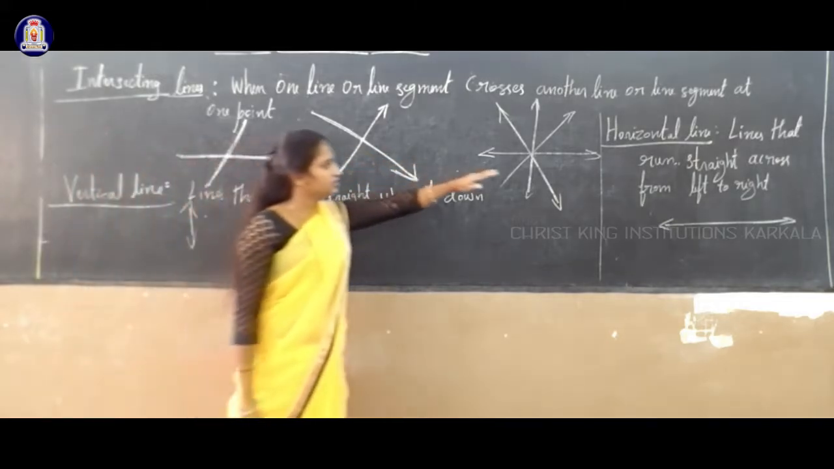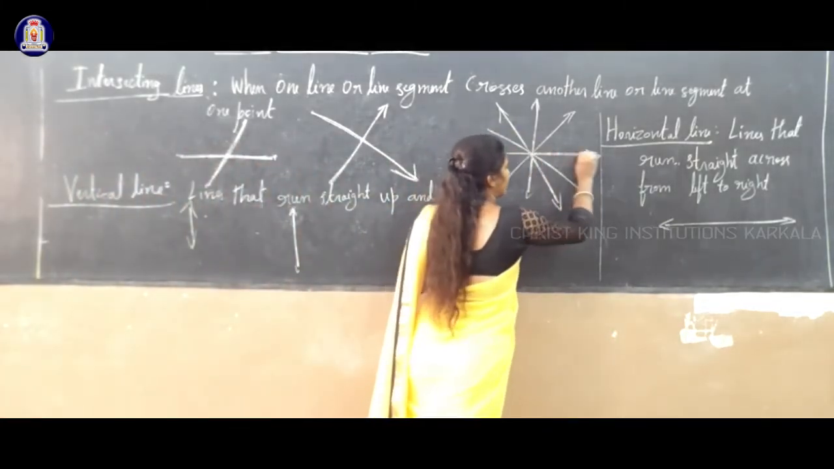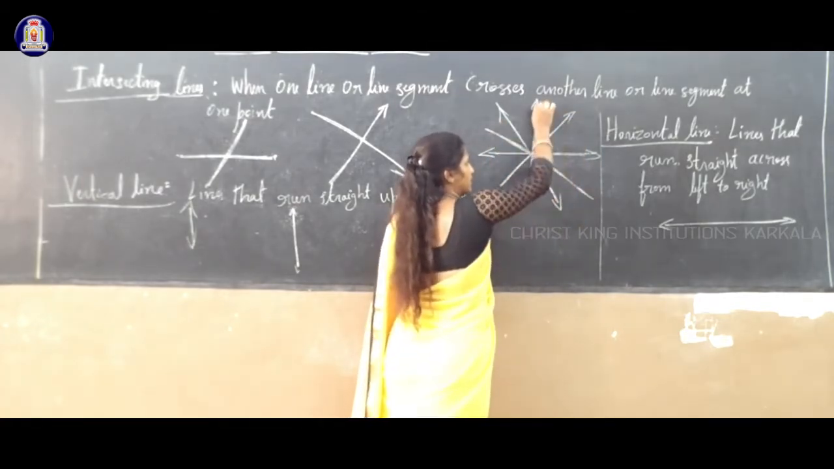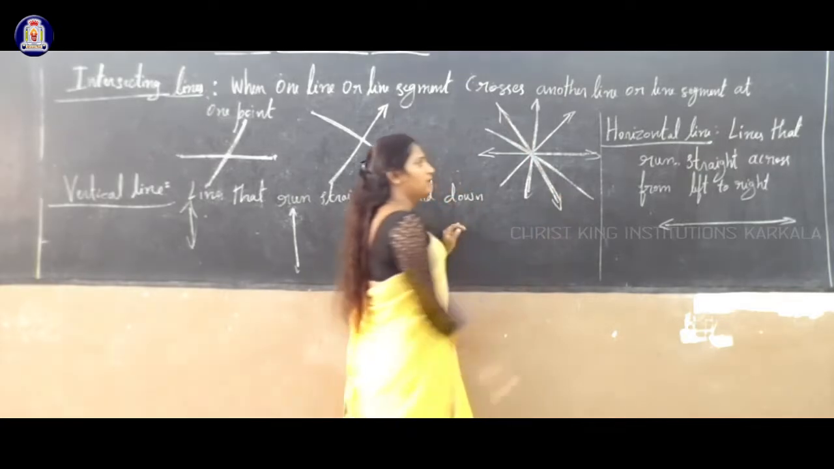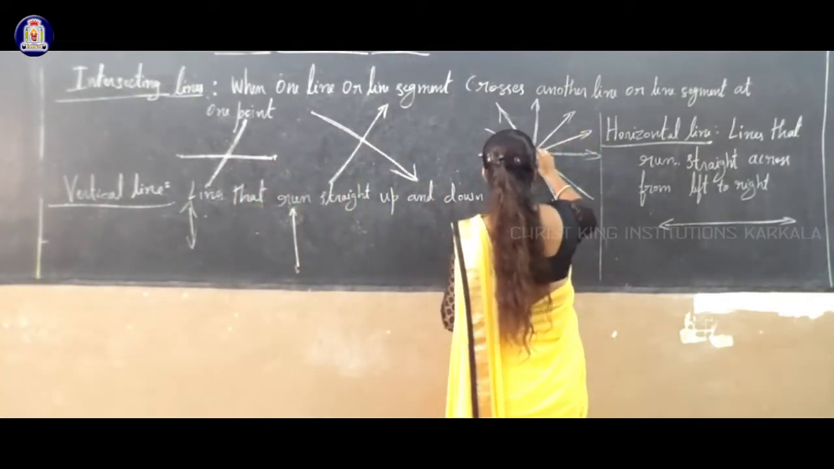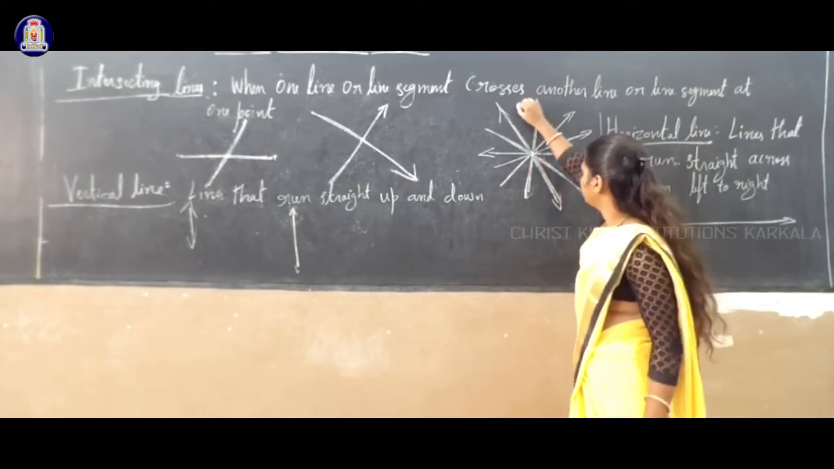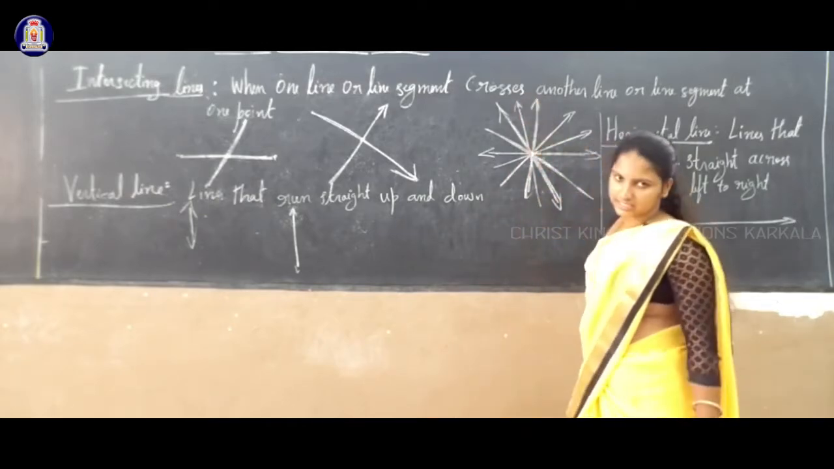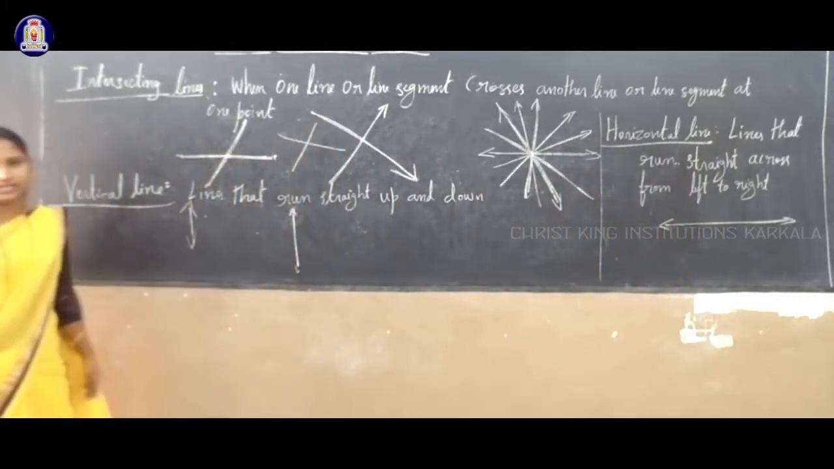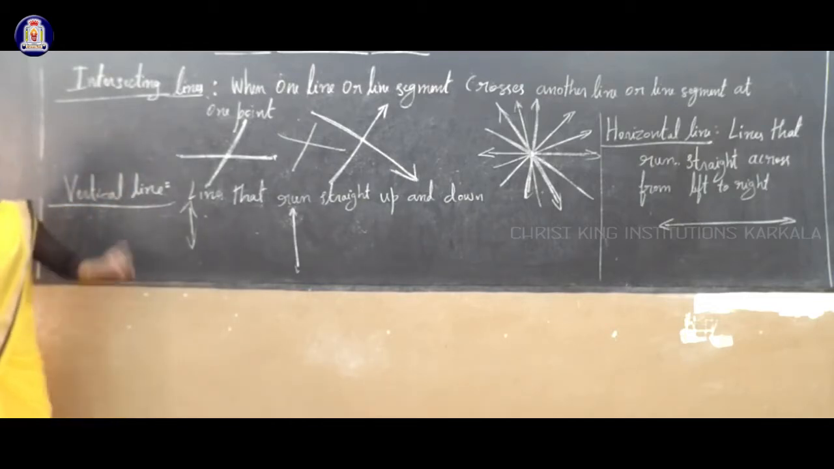So here is the third example. See how the lines are intersecting. This is one line, and another line crosses the previous line. So we can draw many lines through one point. Here all the lines are passing through one point, intersecting at one point. Clear? So one line crosses another line at one point. That is called intersecting lines.